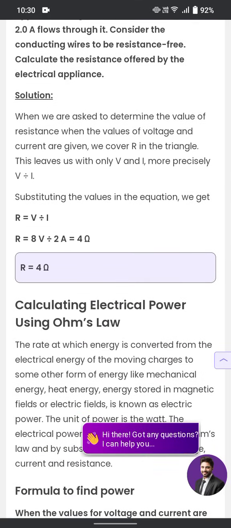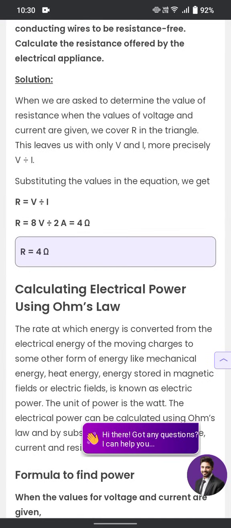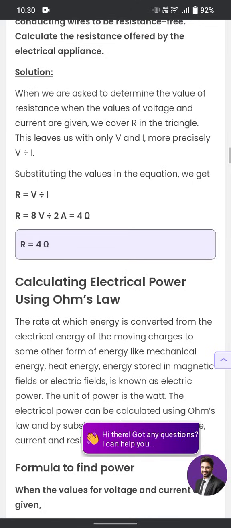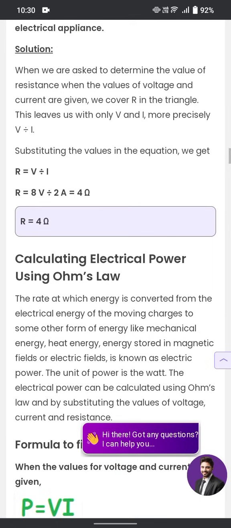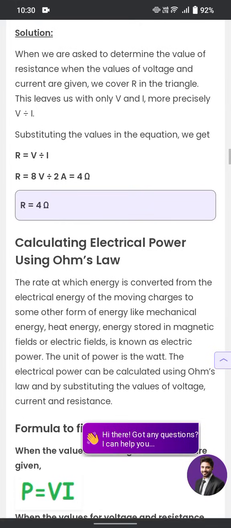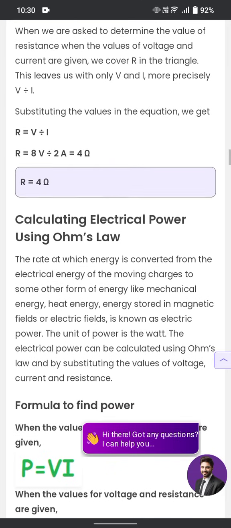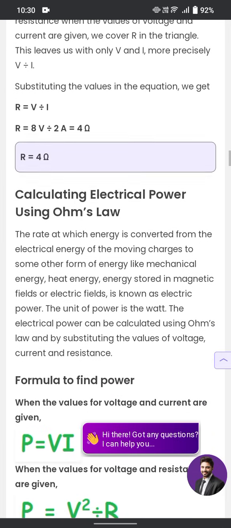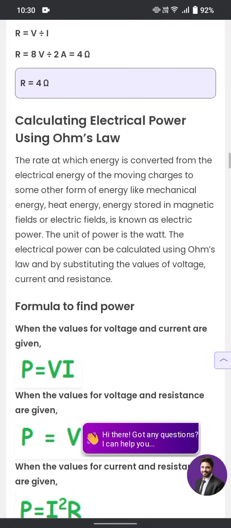Solution. When we are asked to determine the value of resistance when the values of voltage and current are given, we cover R in the triangle. This leaves us with only V and I, more precisely V divided by I. Substituting the values in the equation, we get R equal to V divided by I. R is equal to 8 volt divided by 2 ampere equal to 4 ohm. So resistance is equal to 4 ohm.